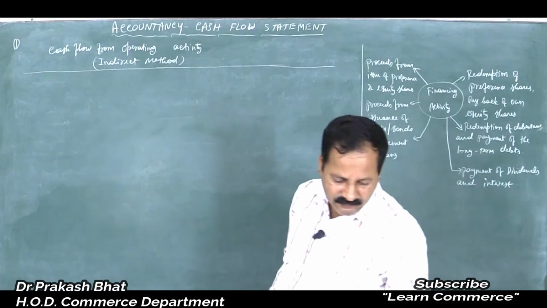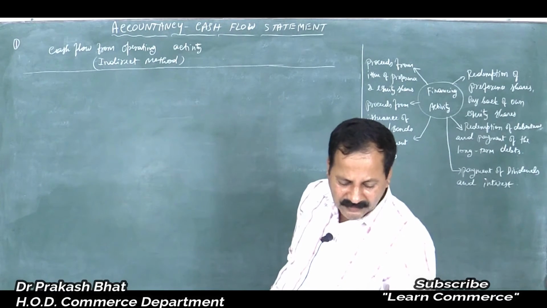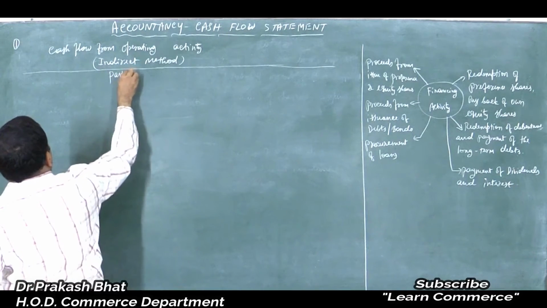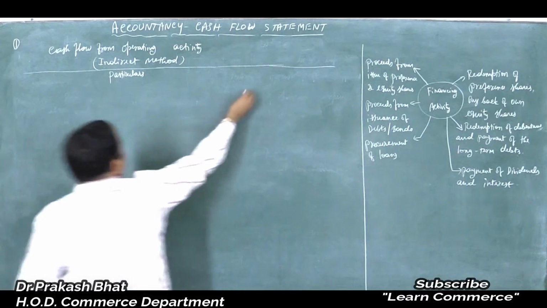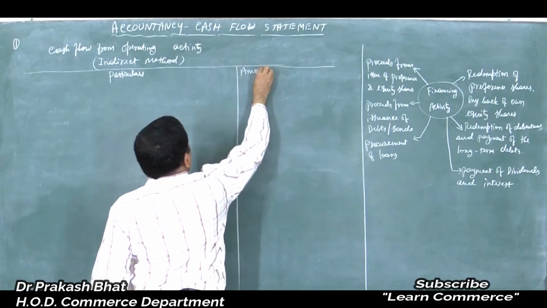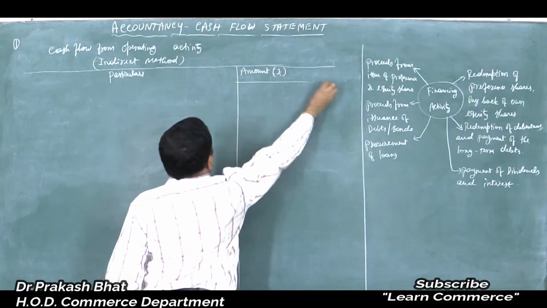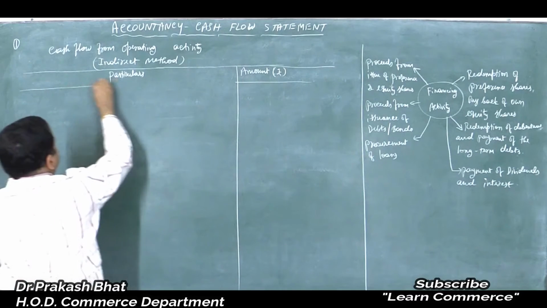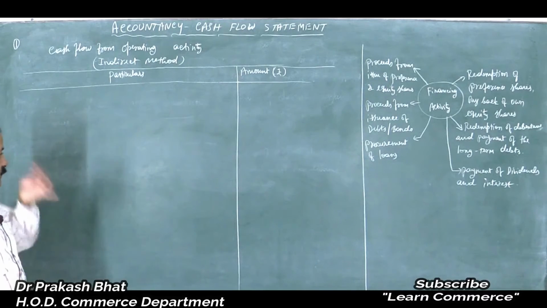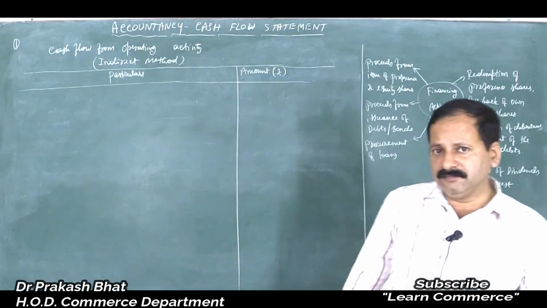Yes. Only 2 columns are enough here. Particulars and amount in rupees. Draw the columns, friends.